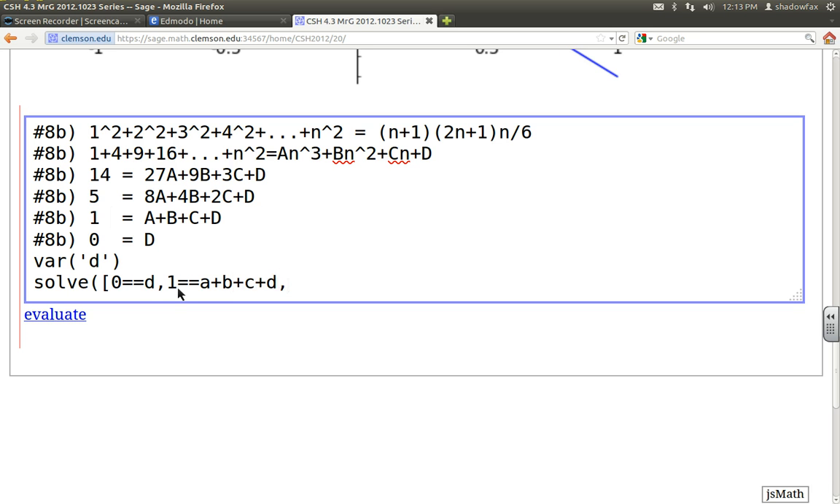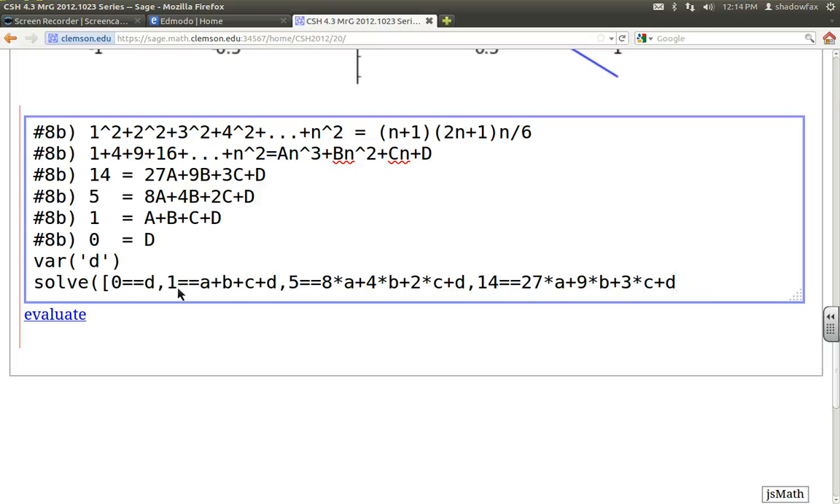And 5, do you see what I'm doing? I'm just copying. 5 equals 8a, 8 times a. You got to do the explicit multiply, right? Plus 4 times b plus 2 times c plus d, comma. And then the last one is what? 14 equals 27 times a plus 9 times b plus 3 times c plus d.